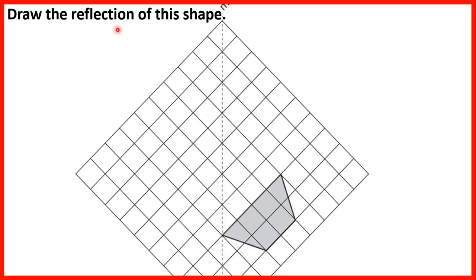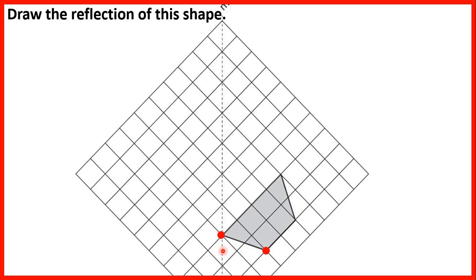Remember, when we reflect a shape, we want the same on both sides. So what we can do is dot the corners. This point here is on the mirror line, so that will be on the mirror line in our reflected shape as well. To get to this point here, from the mirror line, we go across a half and then to the end of the next square.